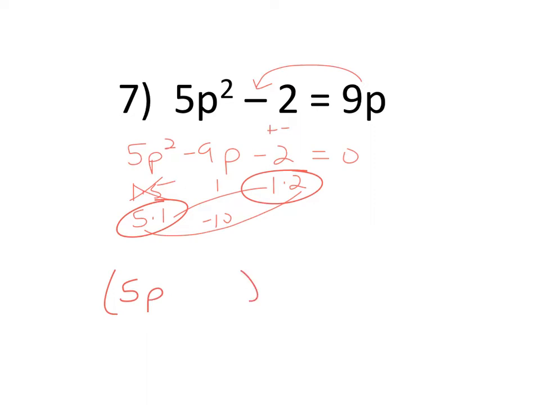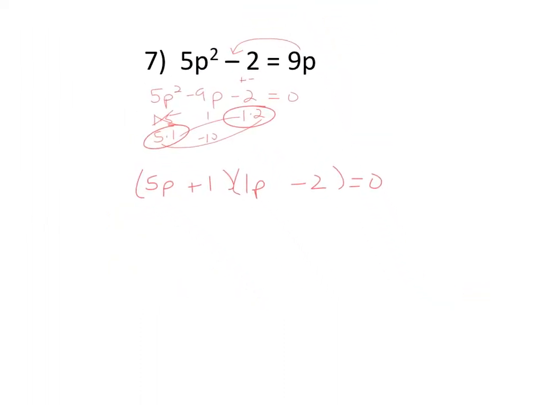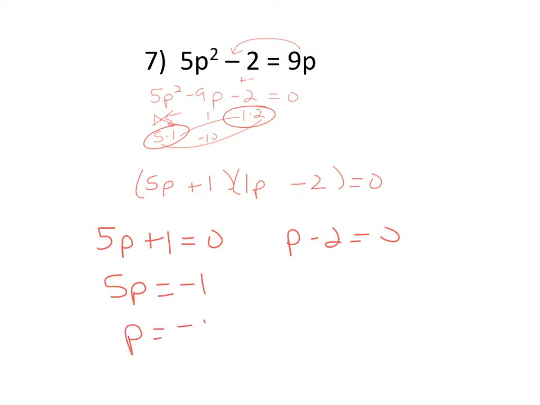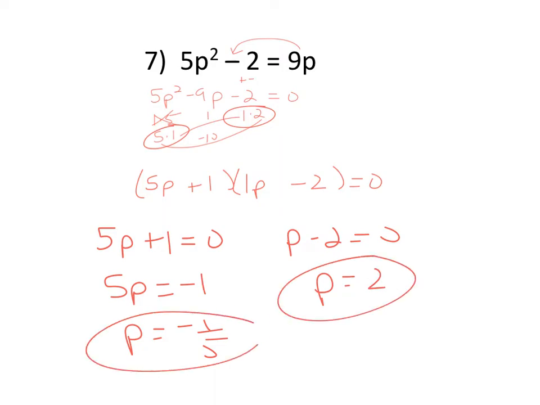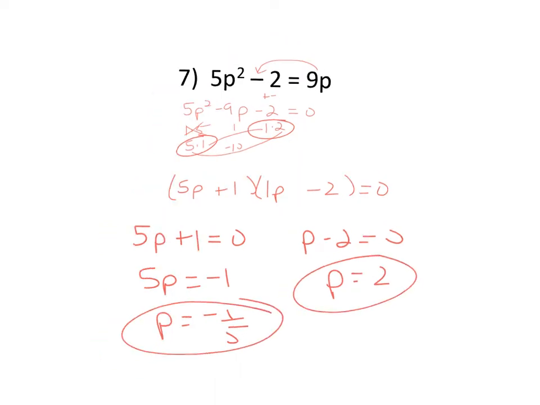So the 5, 1, 1, 2 combo will work here. So I'm going to get a 5p and a 1p. I've got a 1 and 2 on the back side. And then when I'm looking here, we want the 10 negative, so I'm going to make this guy negative, and I want the 1 to be positive. Now set each part equal to 0. So 5p plus 1 equals 0, p minus 2 equals 0. I'm going to subtract the 1 over, and then divide and get negative 1/5. I'm going to add the 2 over and get 2. So p equals negative 1/5 and p equals 2.